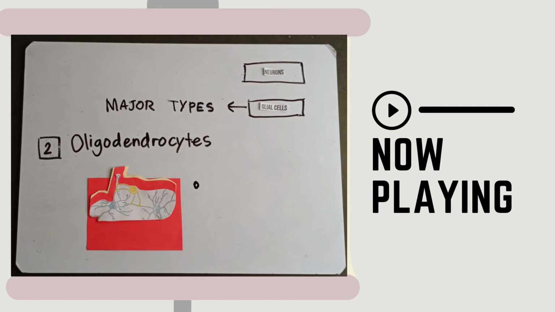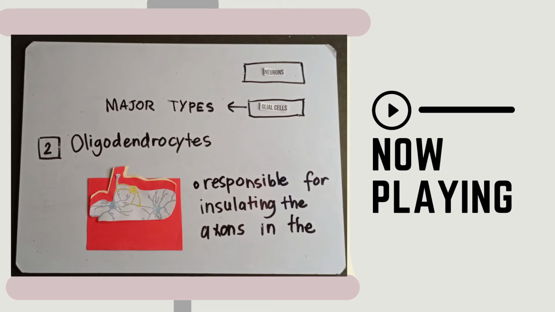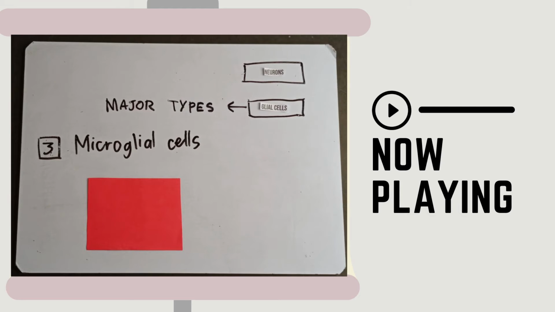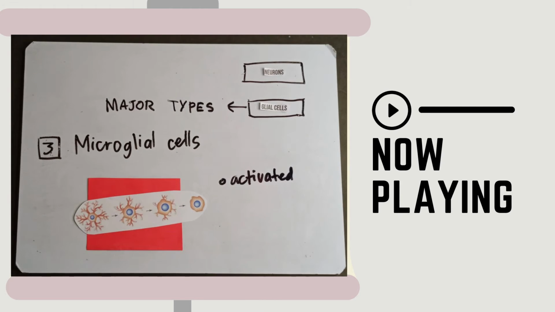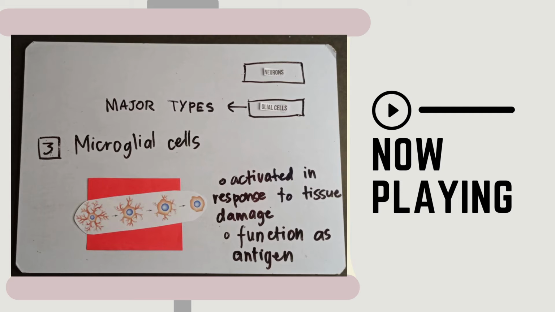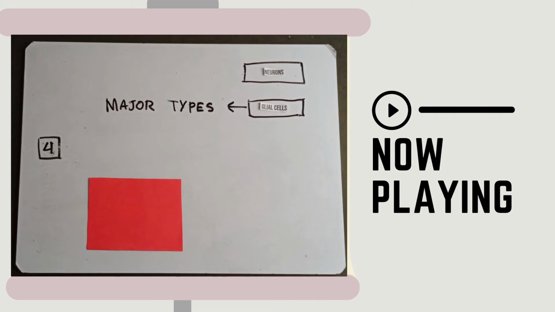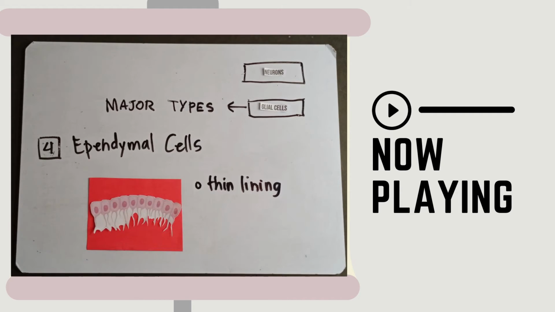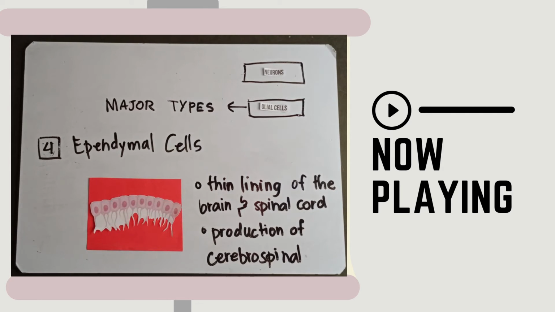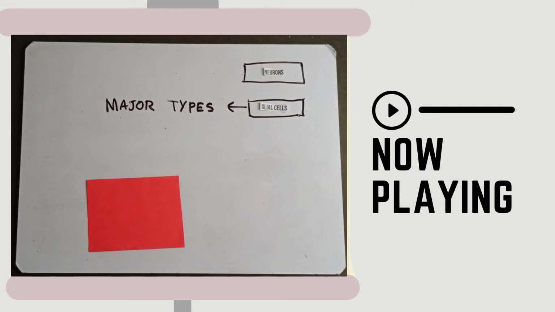Oligodendrocytes. These cells are responsible for insulating the axons in the central nervous system. Microglial cells. They are activated in response to tissue damage. If needed, microglia are also able to function as antigen-presenting cells. Ependymal cells. The ependyma is the thin lining of the ventricular system of the brain and the spinal cord. The main function of these cells is the production of cerebrospinal fluid or CSF as a part of the choroid plexus.